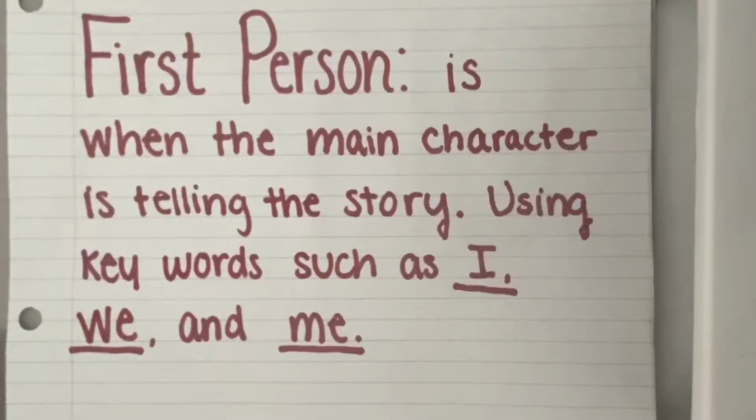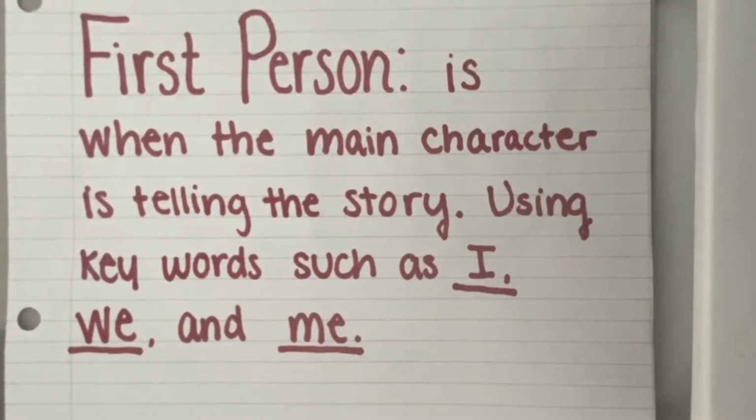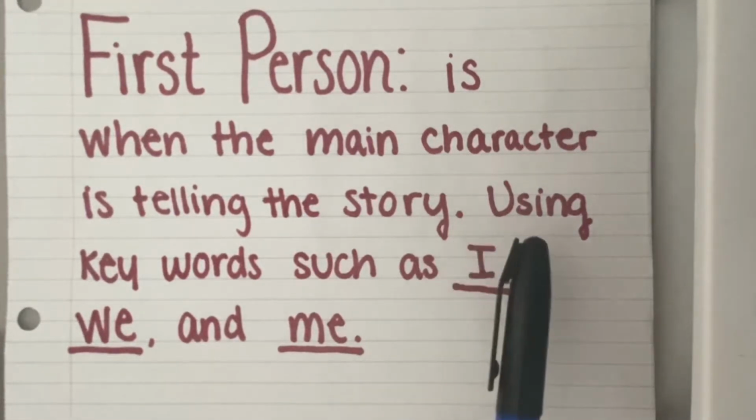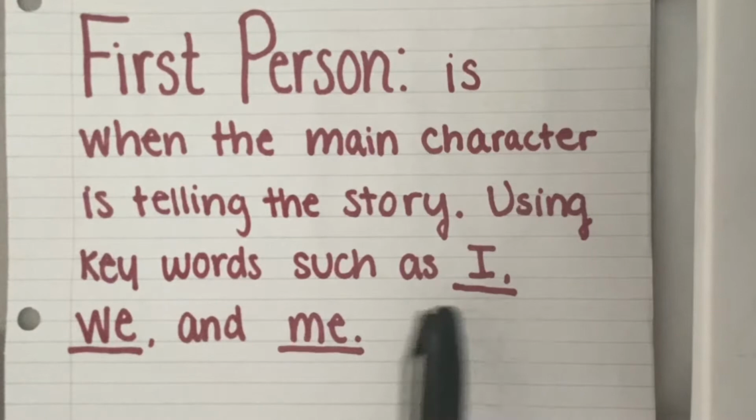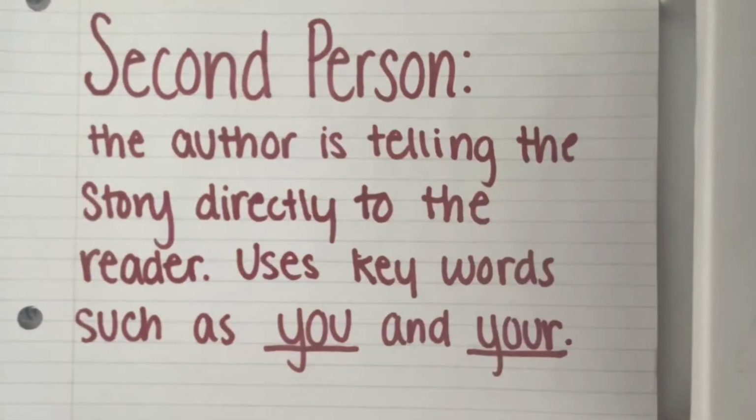Let's begin. The first word we'll be going over today is first person. First person point of view is when the main character is telling the story. It uses keywords such as I, we, and me. The second word we'll be going over today is second person. The second person point of view is when the author is telling the story directly to the reader, using keywords such as you and your.